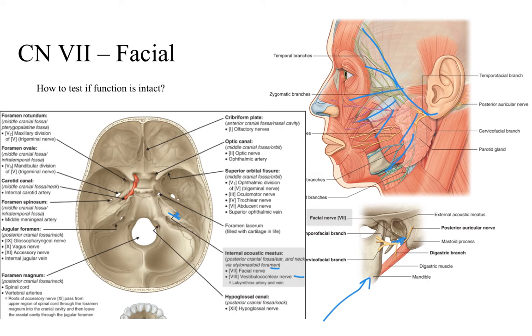How do we test this cranial nerve? Look for facial symmetry. Have a patient smile, raise their eyebrows, close their eyes, whistle, puff their cheeks, things like that. In order to test the sensory function, have them taste sweet or salty on the anterior 2/3 of the tongue.